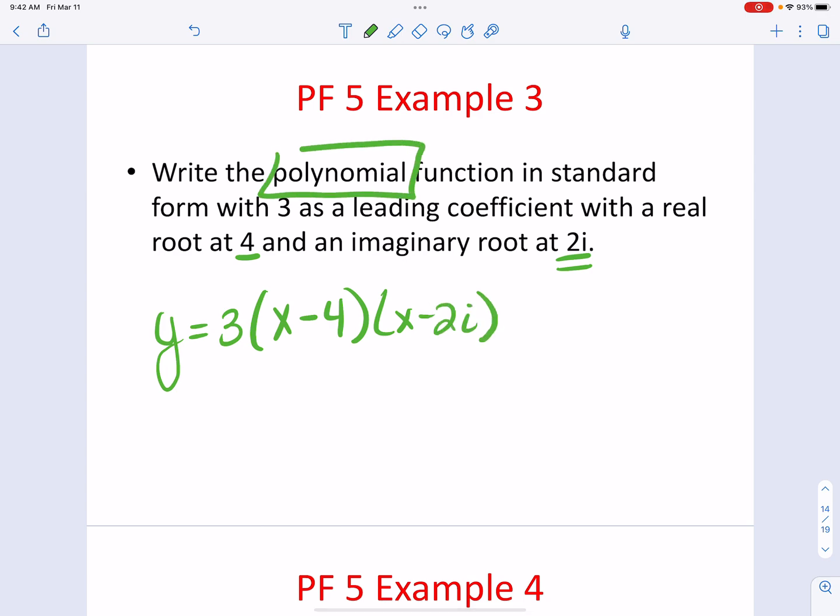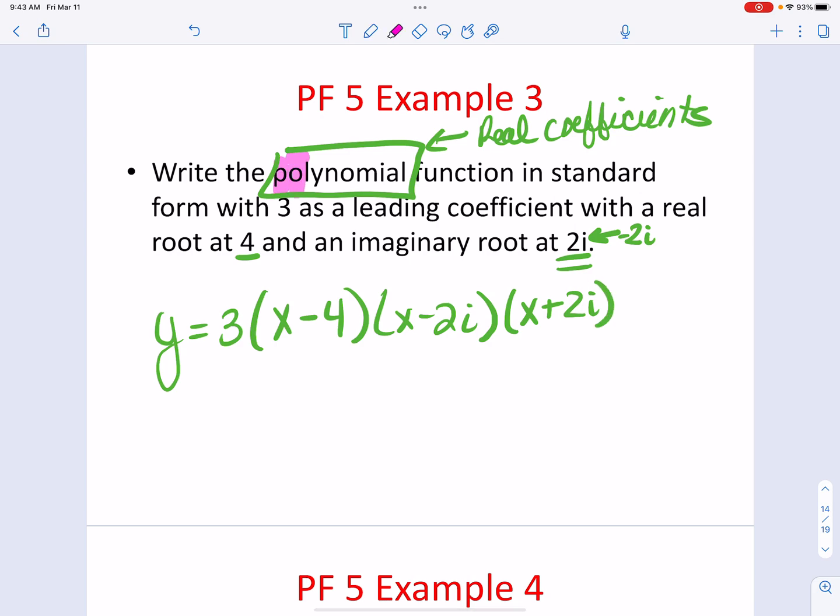It is a polynomial function, which means it has real coefficients. So sometimes in the textbook, they'll give you one of the roots as a positive 2i. So you have to use your brain and know that there is another root at a negative 2i. If it is a polynomial function, it has to have conjugate pairs for roots, because you get those by doing the quadratic formula. So if you have a root at a plus 2i and it's a polynomial, you're going to have a root at a negative 2i.